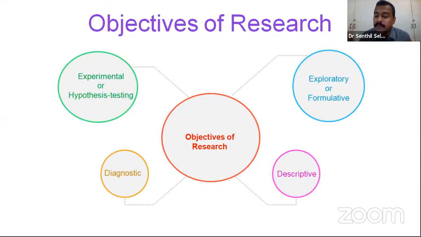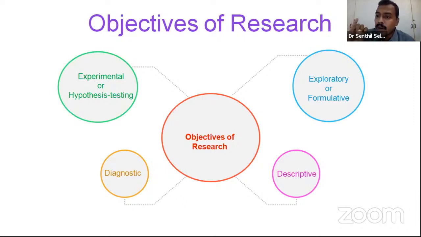And finally, the experimental or hypothesis testing. The experimental research is a research where you are going to experiment, or where you are going to give an intervention for a condition. If you are giving any intervention, a treatment for a condition, then it is called as experimental or hypothesis testing. So these four objectives are entirely different from each other.